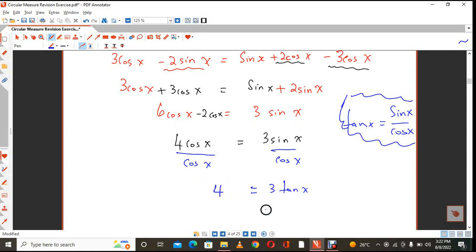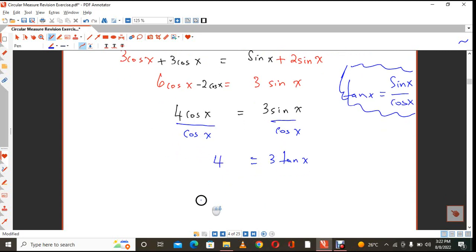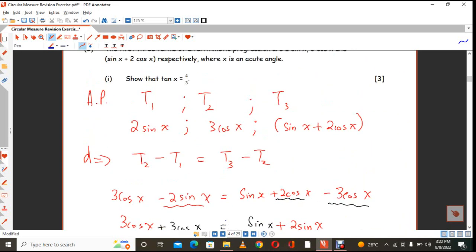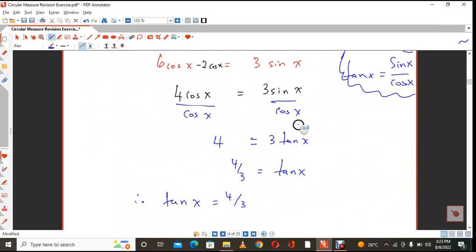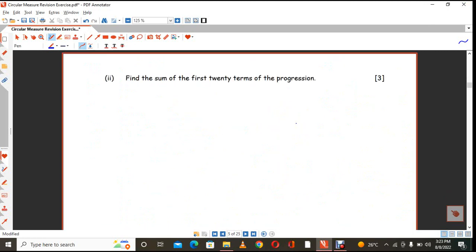And this is just 4. The idea now is to make tan x the subject of the formula. So you'll say tan x is equal to 4/3. Therefore, we have proved that tan x is 4/3, as indicated in our problem over here. All right, I hope we have got so far. So then there's a Roman 2.